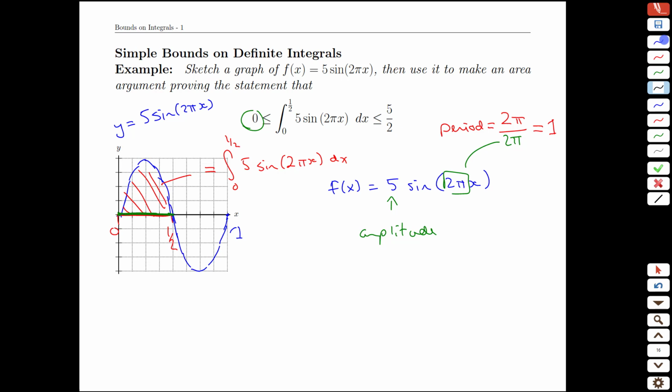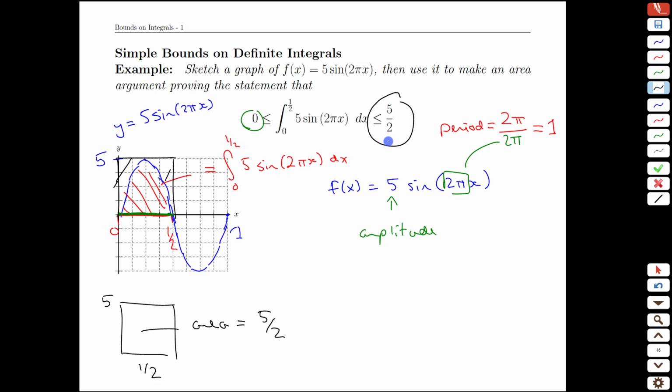Well, if we go to the peak of this graph, the amplitude is 5, so this peak is at 5, and what we could do is recognize that whatever's happening to the function, it's 5 or less. And guess what the area of a rectangle that is 5 high and 1/2 wide is? Well, that area is 5/2, height times width. And so that gives us the 5/2 on this end. So what we can do is look at the range of values of the function itself and multiply it by the width to get these kinds of bounds.